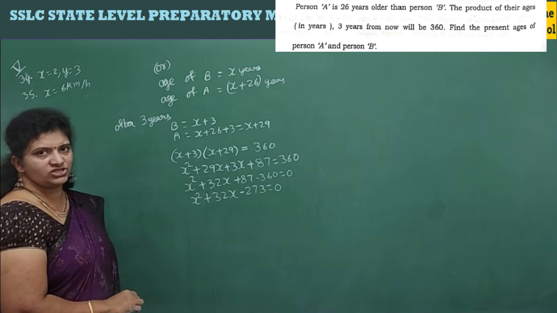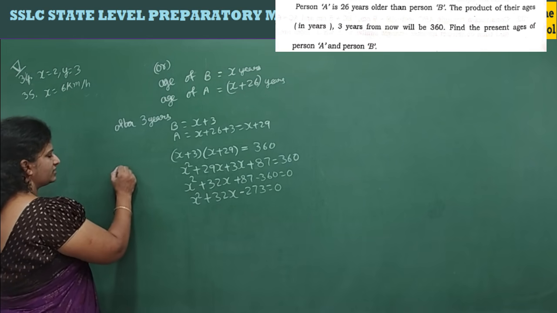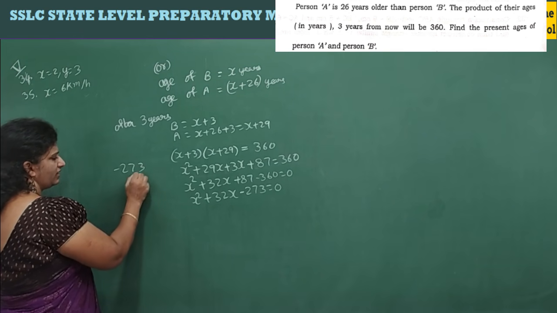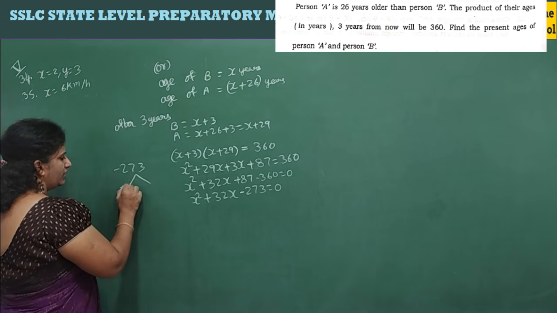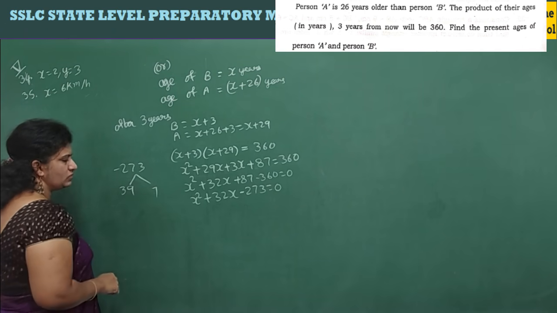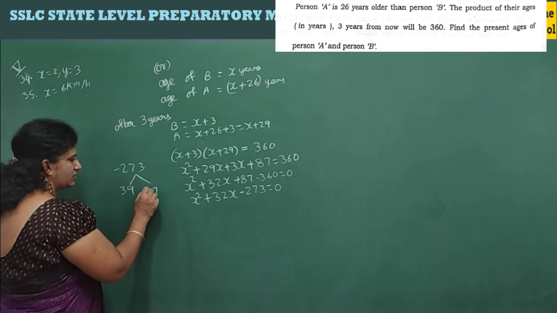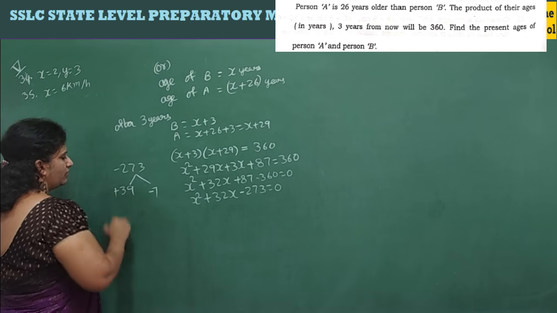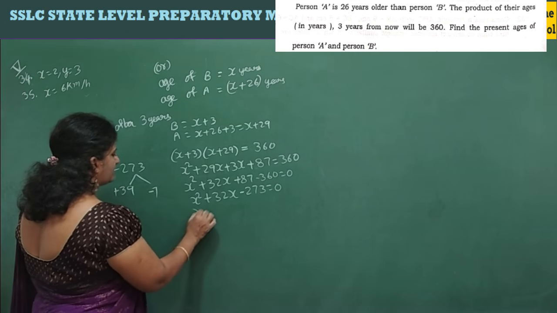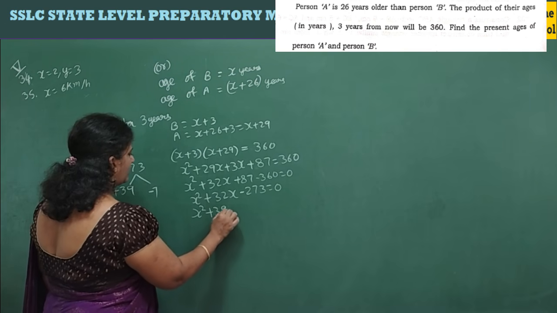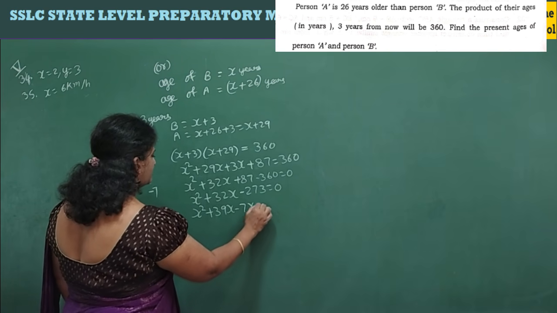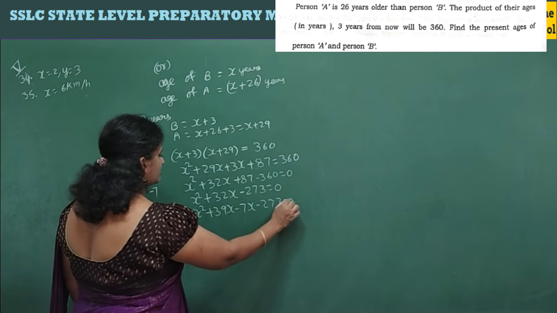Now do factorization method, find the factors. Minus 273, what are the factors here? I think 39 7s are 273. You should get plus 32. That means plus 39 minus 7. x square plus 39x minus 7x minus 273 equal to 0.